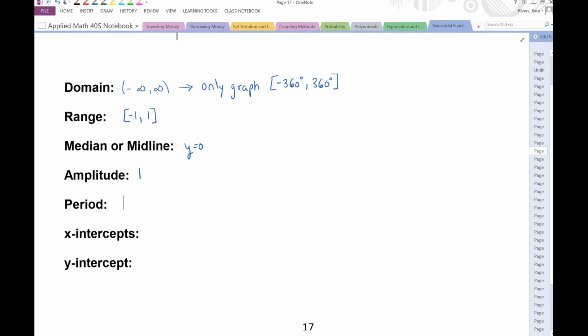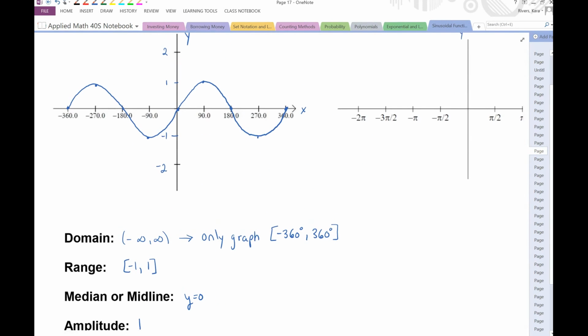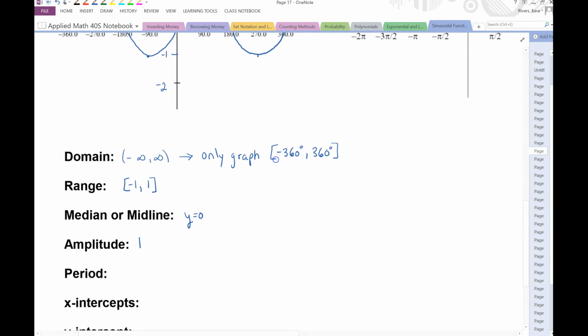Now let's take a look at the period. Now the period is where we have one repetition. So if we start at any point on the graph, let's say I started here, where does that part repeat again? And that would be at 360 degrees. And you could do that anywhere along the graph. Okay, so if you wanted to start here and go to here, even though it's going from -270 to 90, that's still a difference of 360 degrees. So that would be 360 degrees for a period.